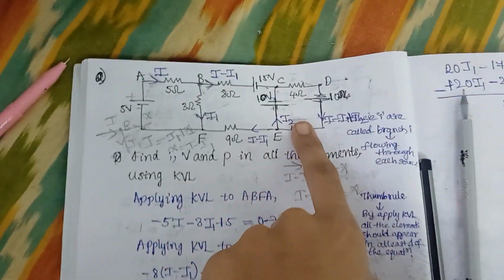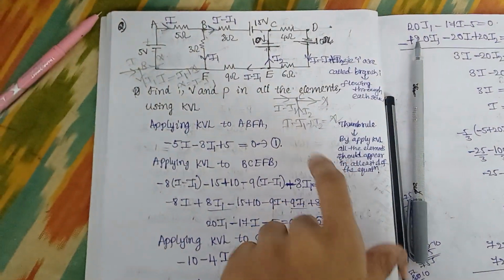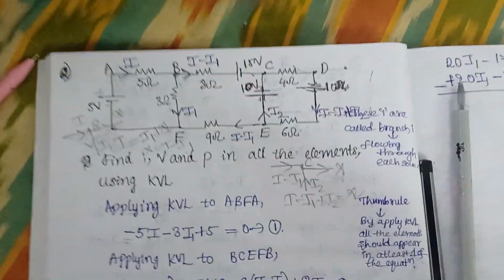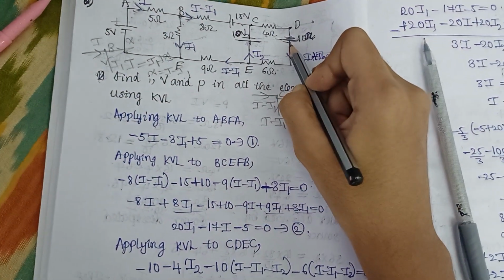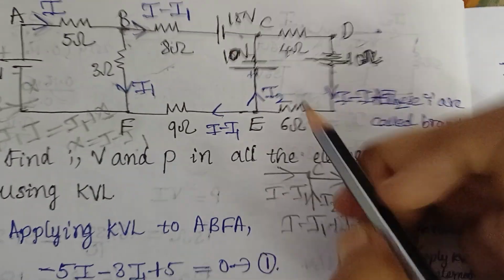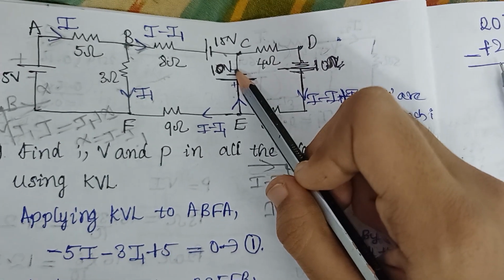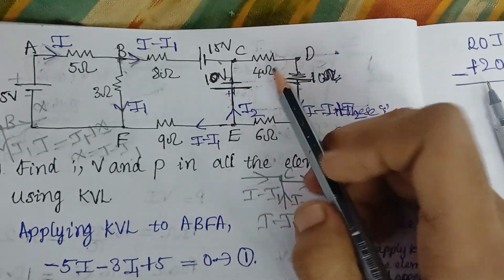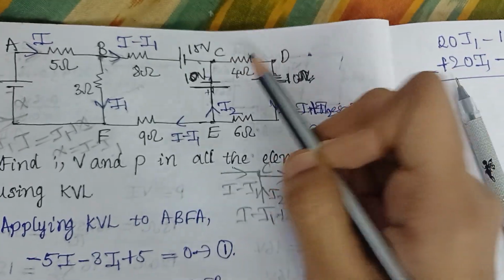And now again here we have another loop, right? That is CDEC. Now you are applying KVL to this loop. See, don't confuse this. This is a 10 ohm resistor. For suppose, now let us start from here. Since we are moving from positive to negative, we'll get negative, right? So minus 10 volt. And here again this current direction is like this.